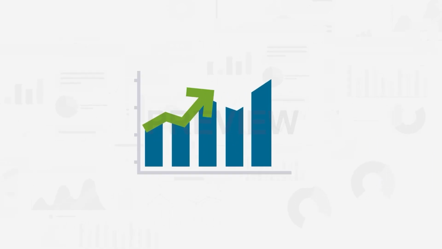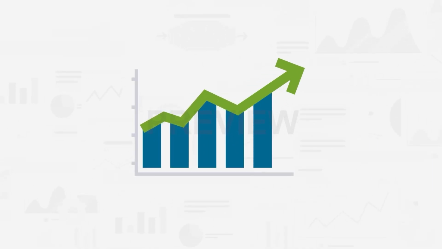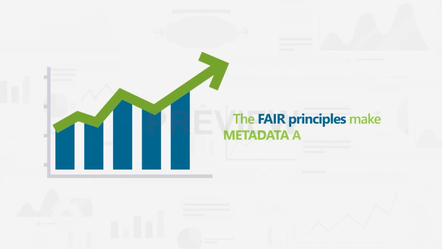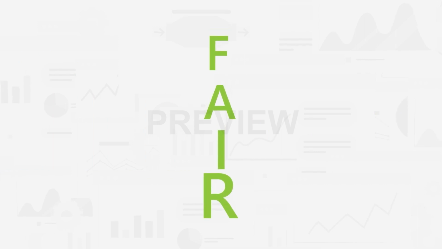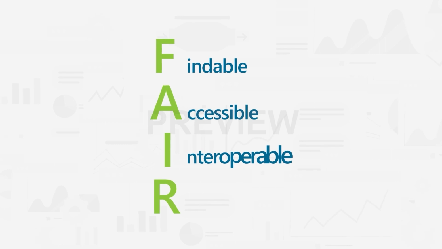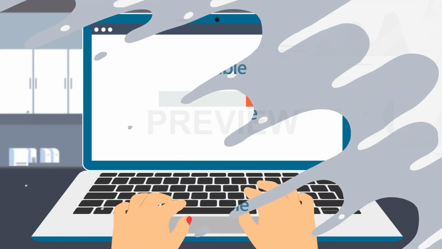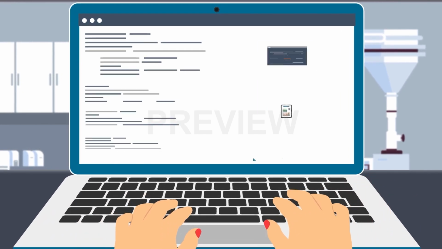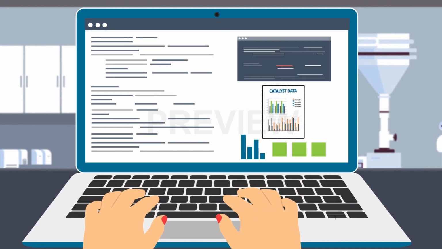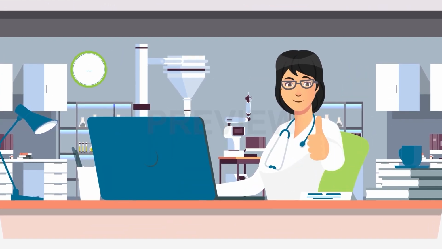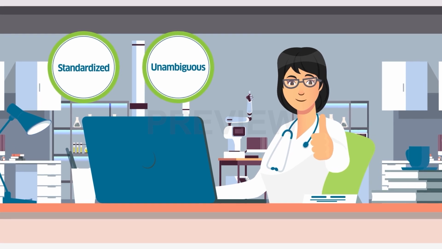The concept of metadata is not new. However, in recent times, more importance has been attributed to it, with, for instance, the FAIR principles making metadata a requirement. FAIR, in the context of data and metadata, stands for Findable, Accessible, Interoperable, Reusable. Findable. Data and metadata need to be findable and standardized by search operations, both by humans and computers. And to achieve this, it is important to consistently use standardized and unambiguous terminology.